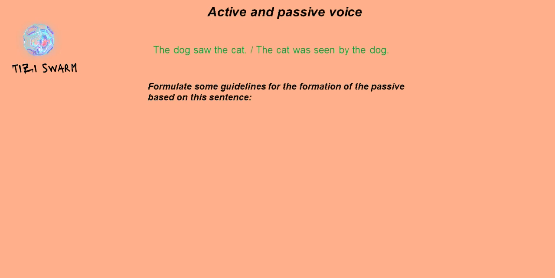Now just pause there for a second. Have a look at those two sentences. See if you can work out the rules or the guidelines for changing an active into a passive. So pause there and have a go at that.